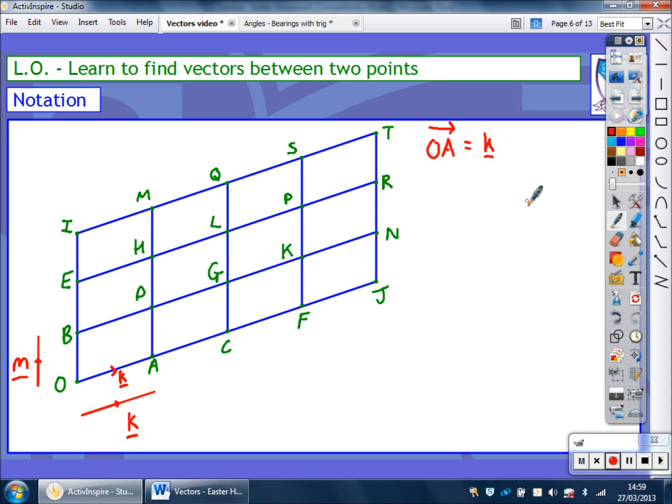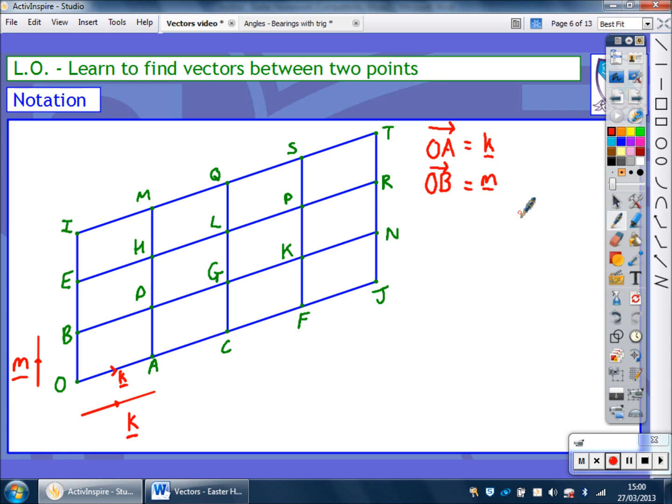Vector M goes vertically upwards, and it's as big as you can see it here on the diagram. It's the same size as vector O to B, and O to B is also going in the same direction, vertically upwards, which means that the vector O to B is also equal to M.